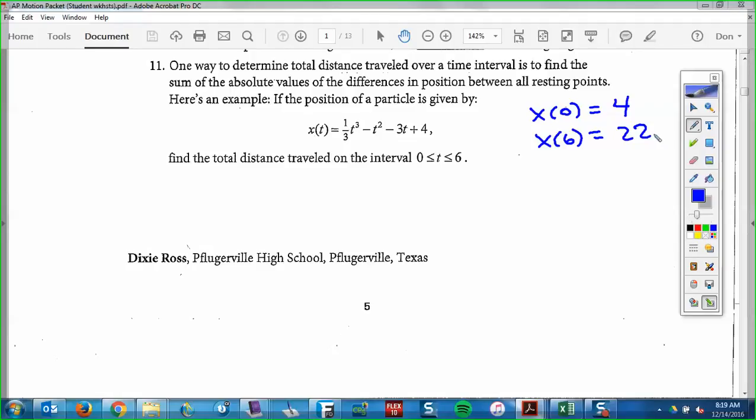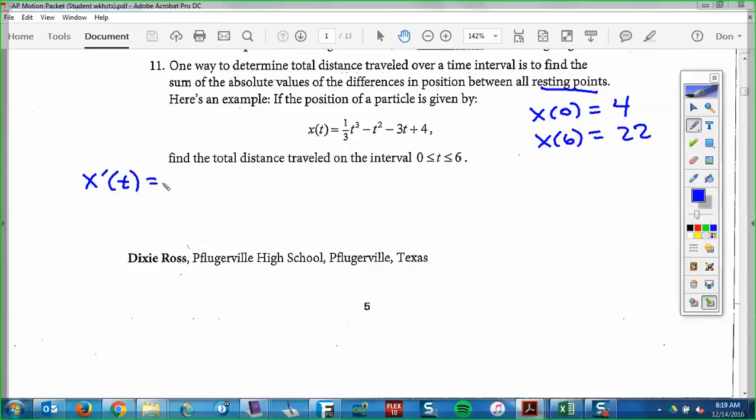We did do a problem where we said, you've got the particle moving. When is it moving to the left? When is it moving to the right? Oh, when its velocity is positive, when its velocity is negative, right? So we have to do a derivative, set it equal to 0, do a number line. That tells us a story. So the key is between all its resting points. Well, we need to find its resting points.